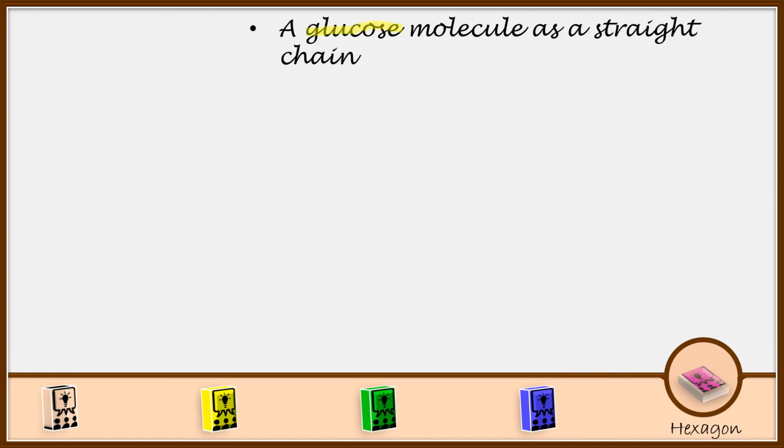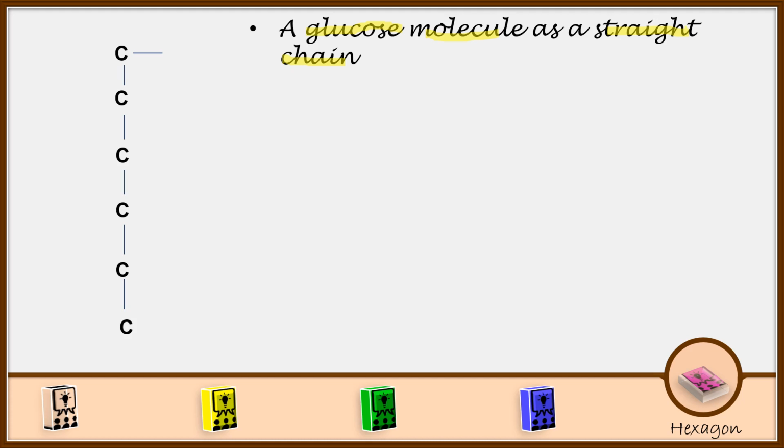A glucose molecule has a straight chain. Now let us try to look at the glucose molecule and try to understand how it looks. It has a straight chain. So we have carbon connected to carbon to form a straight chain, and we have 6 carbons.